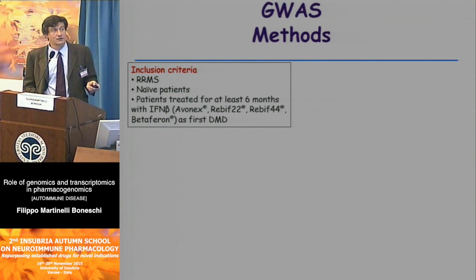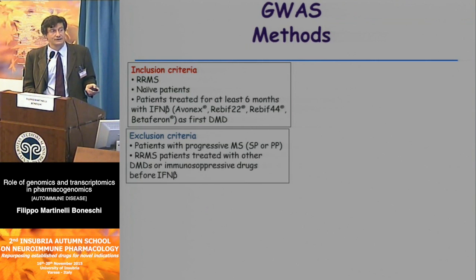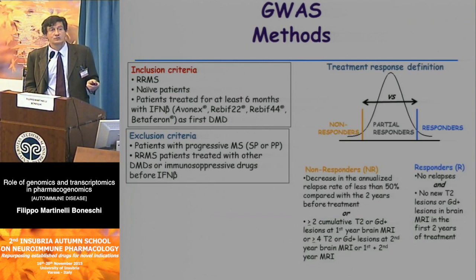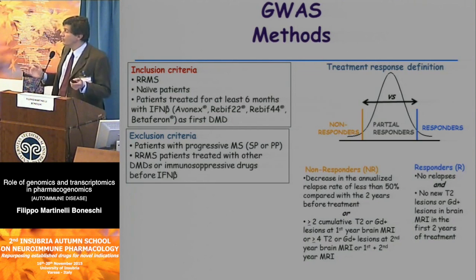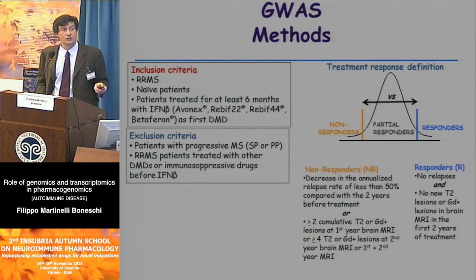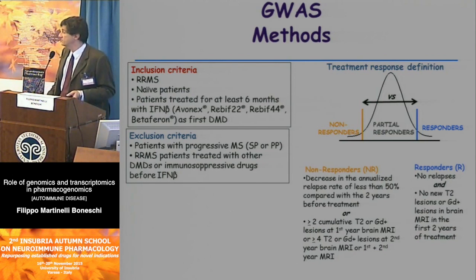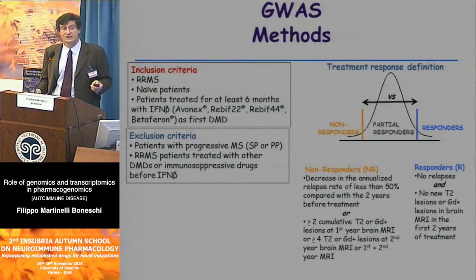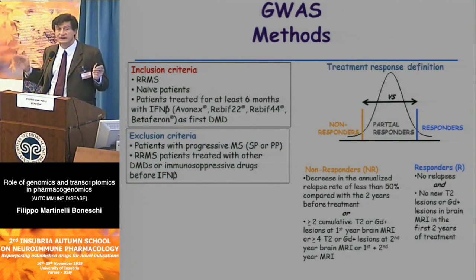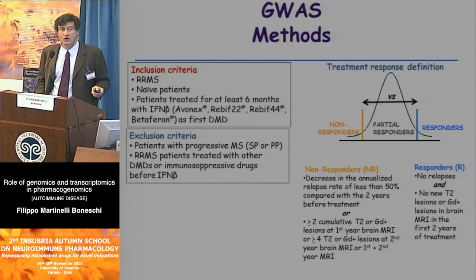And this was our inclusion criteria. We also had other exclusion criteria. I'm not explaining more of that. And what we did, since we had a relatively small number of patients, we decided to focus on the two extremes of response to treatment, okay? So we chose some criteria to be able to extract from the general population the two extremes of response to treatment. So we have responders on one side, which were patients with no clinical relapses and no new MRI lesions in the first 2 years of treatment.